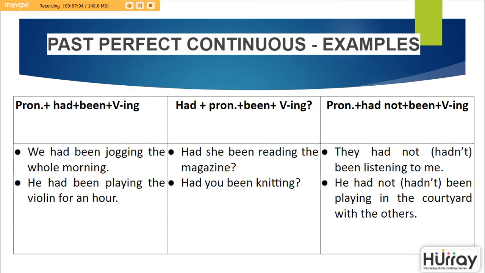Here are some examples. You have the pronoun plus had plus been plus verb ending ing. So we is the pronoun, had been. Then comes jogging, which is your verb ending in ing. The whole morning indicates the time period. He had been playing the violin for an hour is a similar sentence.